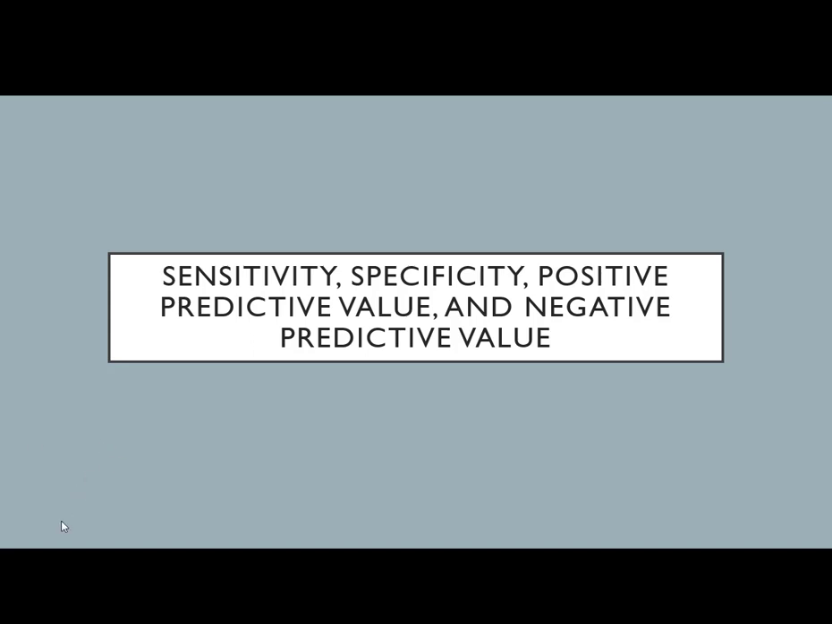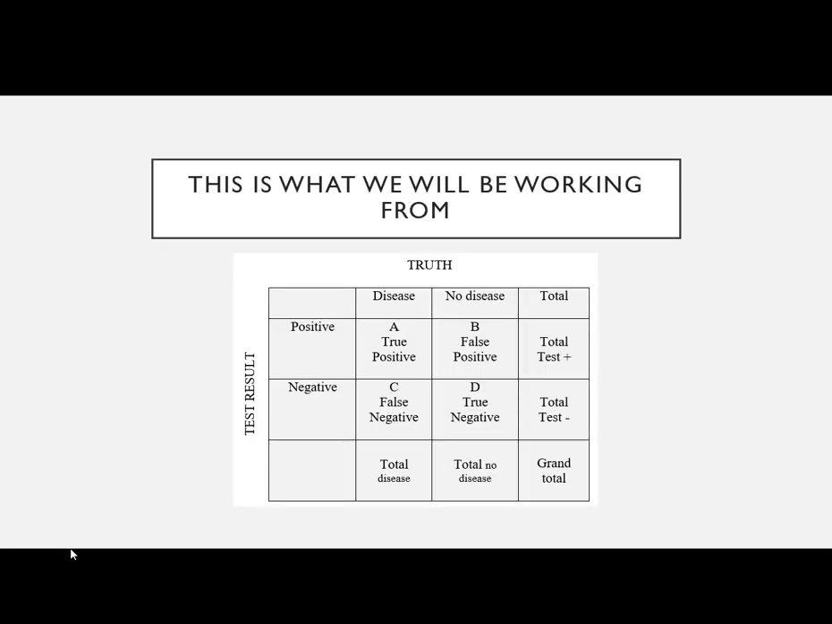All right, so we're going to talk about sensitivity, specificity, positive predictive value, and negative predictive value. And this is what we're going to be working from. Here we can see the test results, so positive and negative as denoted by the test result, and then disease or no disease, which is the truth.